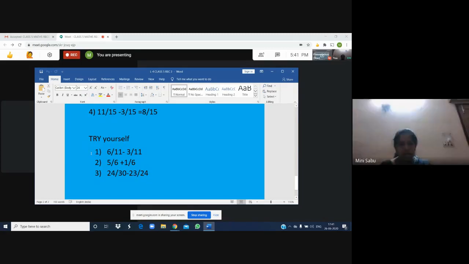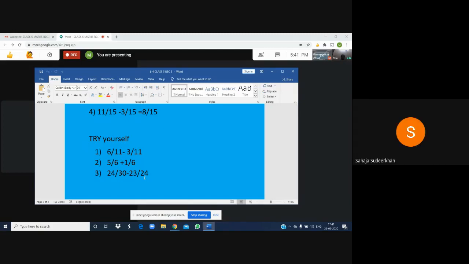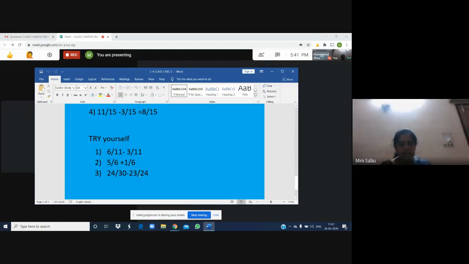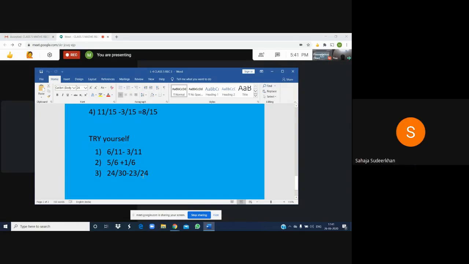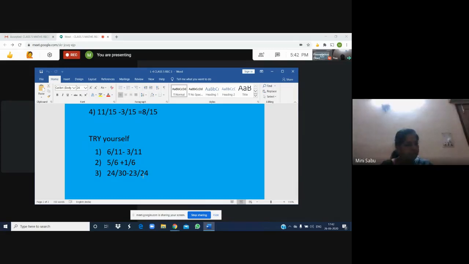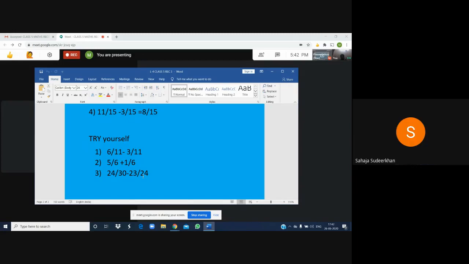Two changes you have to make. In second question, please change this plus to minus. And in third question, please change this 24 to 30. Okay. Did you understand? Yes, ma'am. Did you make the correction? Yes, ma'am. When you write down, you correct it. Okay, write. Here minus and here 30. Is it okay, children? Yes, ma'am. Any doubts to anyone? Everything is clear? No, ma'am. Everything is clear, ma'am.